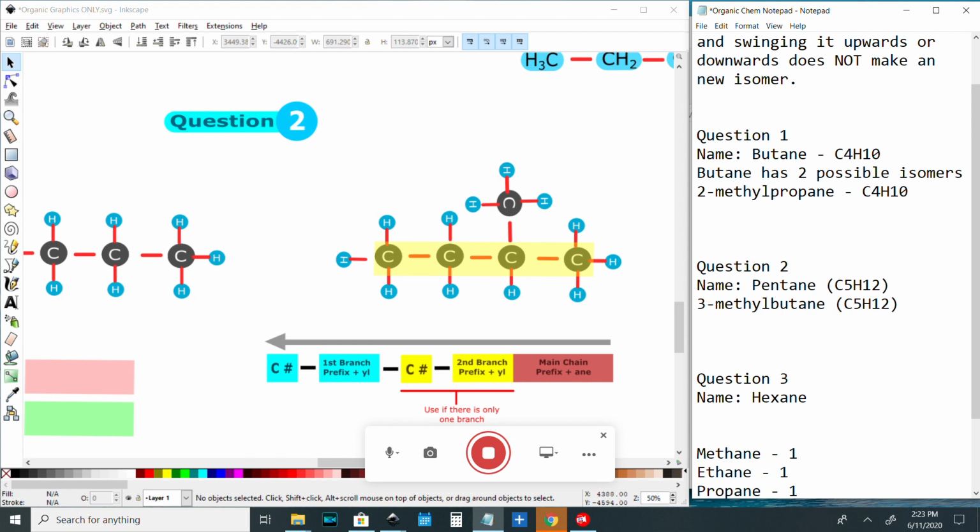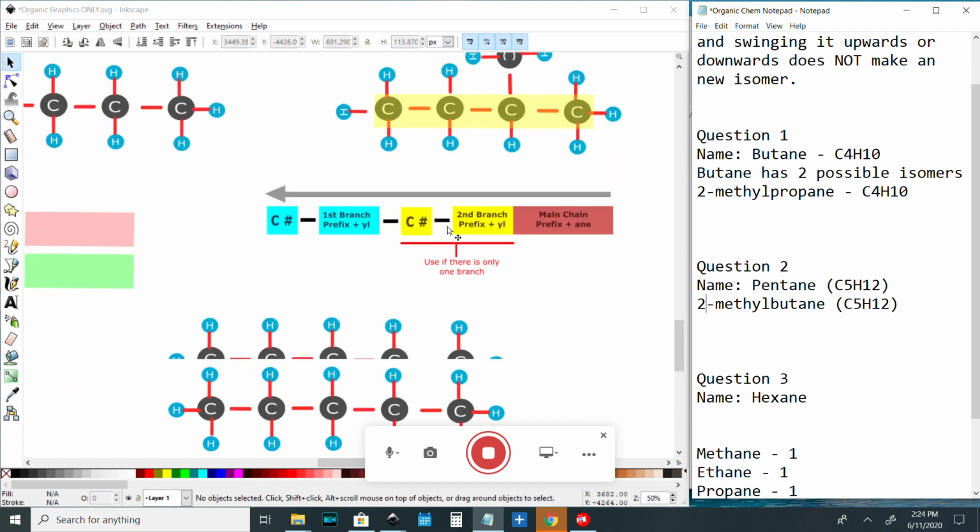But remember, when you are counting where the branch starts from, you have to start from the side that covers the least amount of carbons to reach it. So it's really, if you start to count from this side, it's 1 and 2. So this one and the one we just had is the same exact compound, right? So this is not a new isomer, okay? Right, so I want to clear that up. But there is actually a third isomer of pentane, and that's what I have down here.